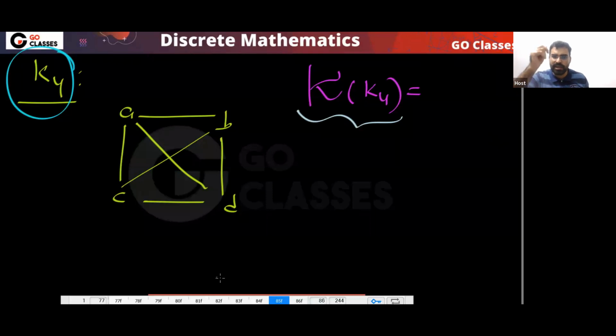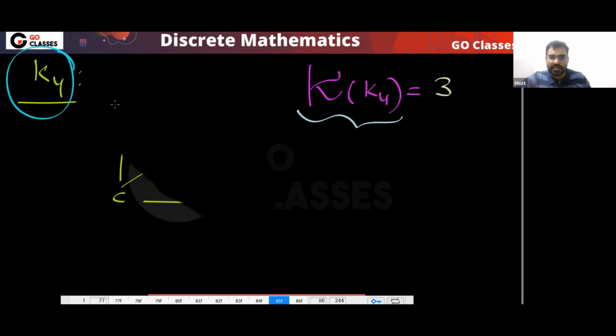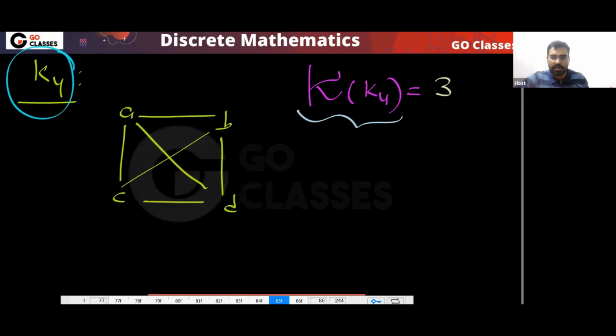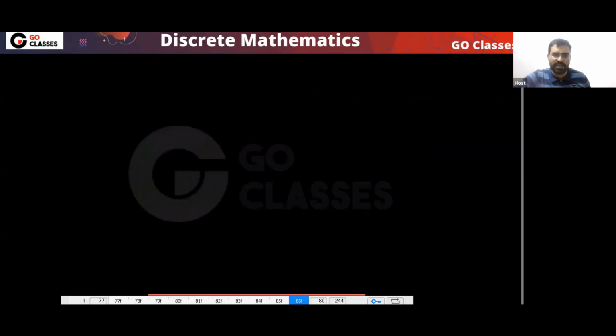Okay, now let me tell you, let's modify the definition. The kappa number is actually 3 for this. See, if you remove 3 vertices, then a single vertex will remain. So the kappa number is actually 3. So we need to modify our definition, and now this is the final definition.